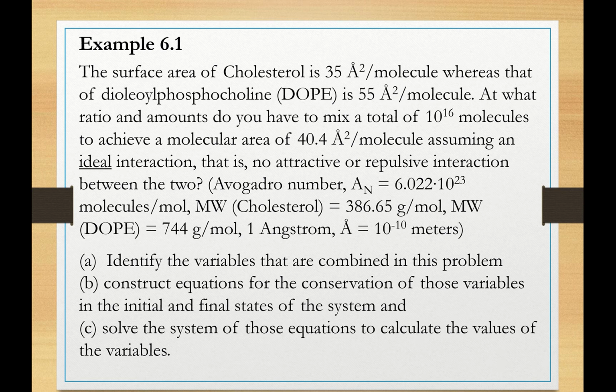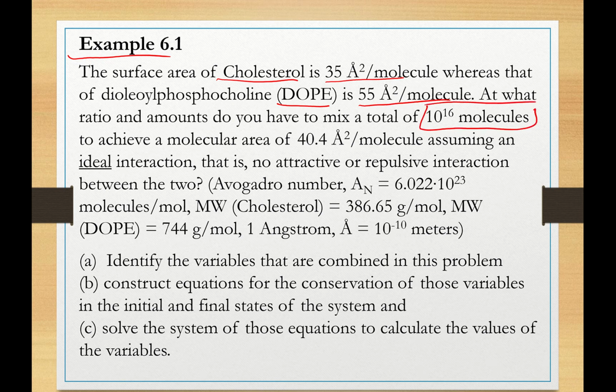So let us take a look at our first example here, example 6.1. Here, we are mixing two lipids, cholesterol, in which the molecular dimensions are given here, and DOPC, this is a phospholipid. Again, the dimensions are given. And we have a total of 10 to the 16 molecules.